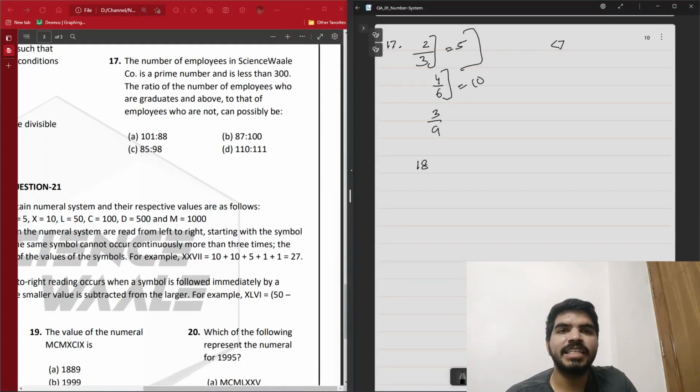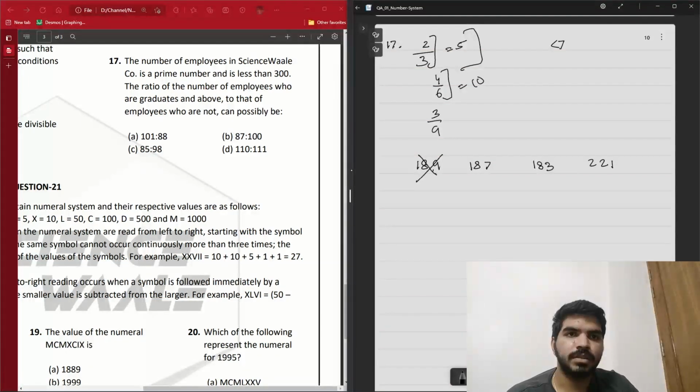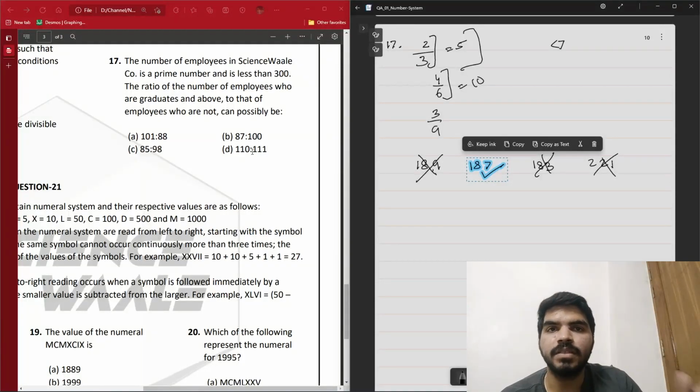So now we have 189, 187, 183, 184, and this is 221. 189 we all know is divisible by 3, so this can't be happening. 183 again divisible by 3, not possible. This one 221, 13 and 17's product, again not possible. 187 is the answer. 187 is given by option B, so B will be the answer.